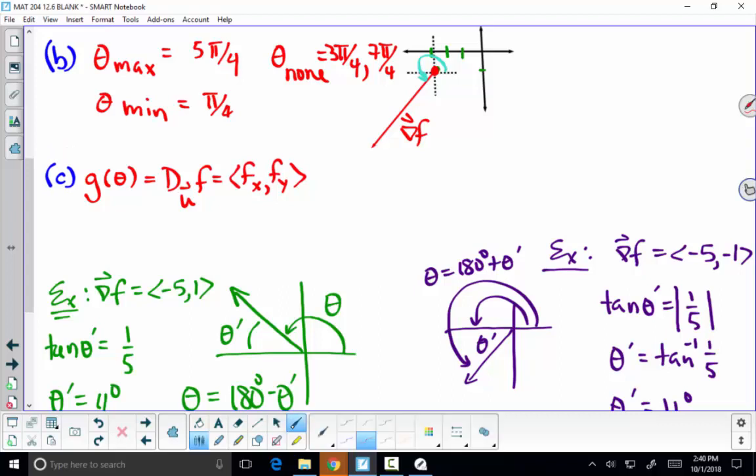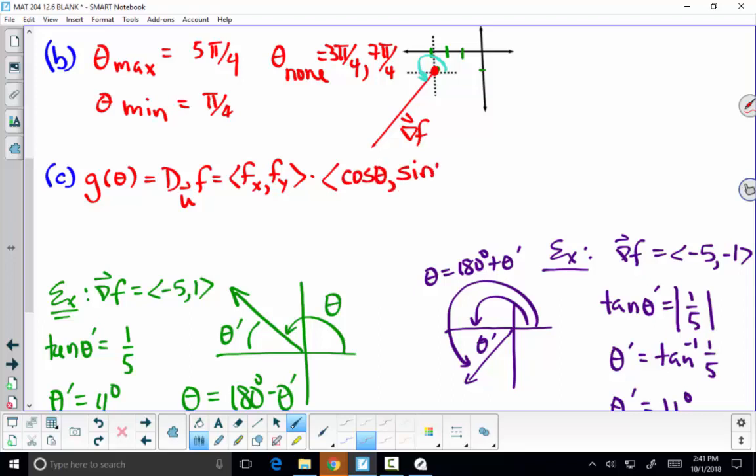Negative 1 comma negative 1. But we need it to be a function of theta, so it's got to change. Right, so cosine theta, sine theta. Isn't cosine theta, sine theta the unit vector that points in the direction of theta? Because it's 1 when you square them both. Right, so that means it's a unit vector.